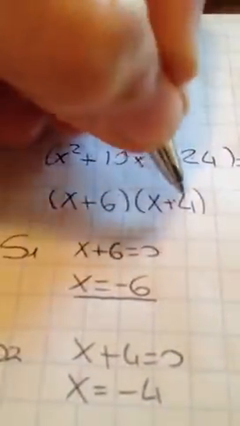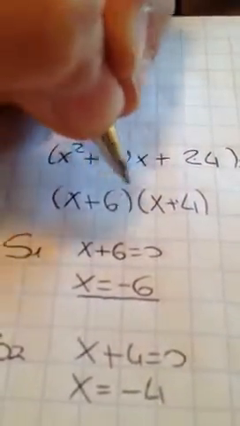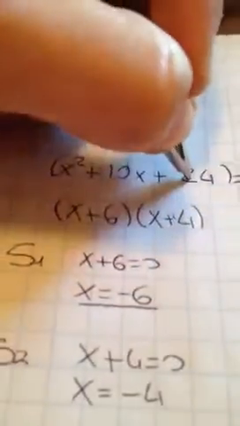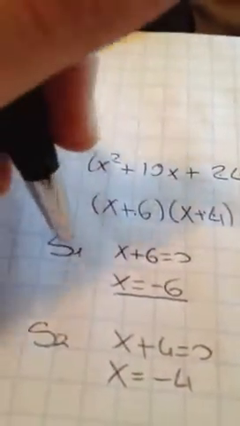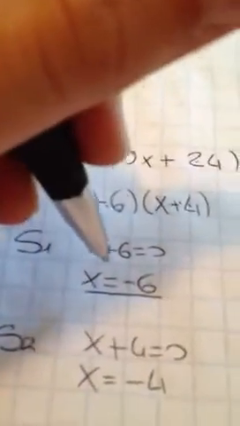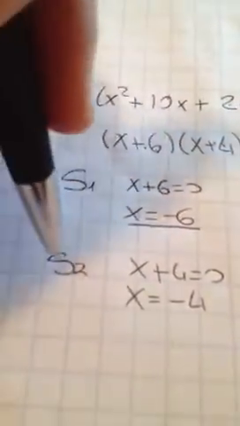So those numbers are 6 and 4, and they're both added because 6 times 4 is 24, and 6 plus 4 is 10. And then for solution 1, you're left with x plus 6 equals 0. So x equals negative 6. In solution 2, x plus 4 equals 0, so x equals negative 4.